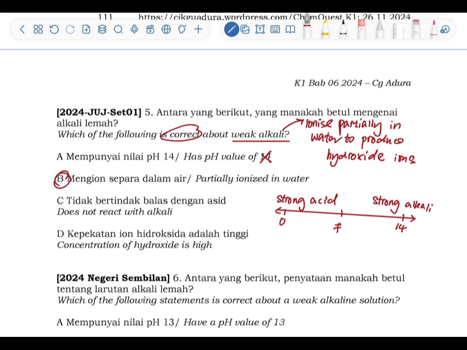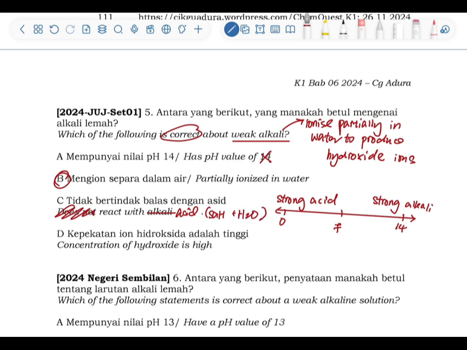And then C. It does not react with alkali. Okay, I guess it wants to write it does not react with the acid, not alkali. This is a typo. No. It will react with the acid to form salt and water.